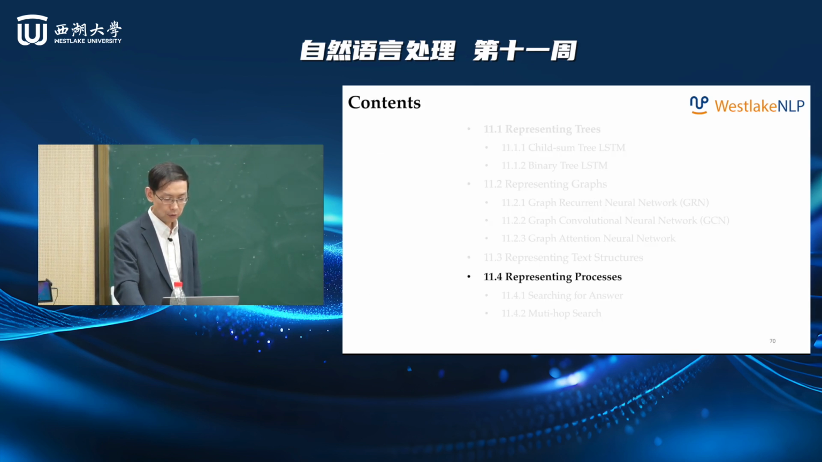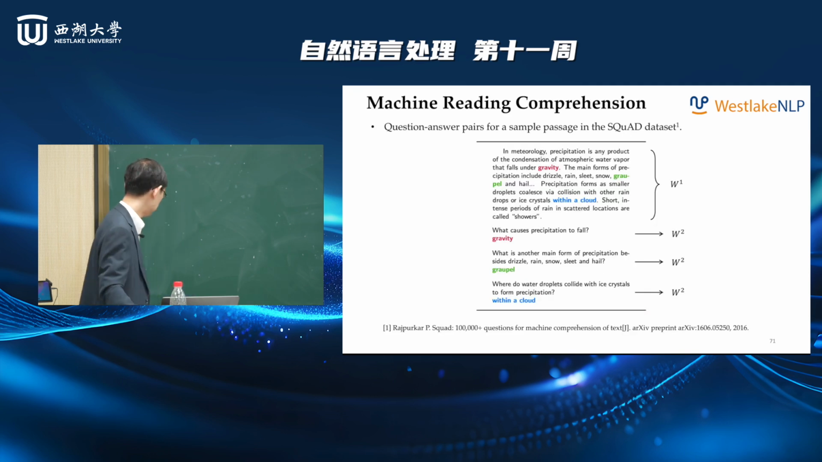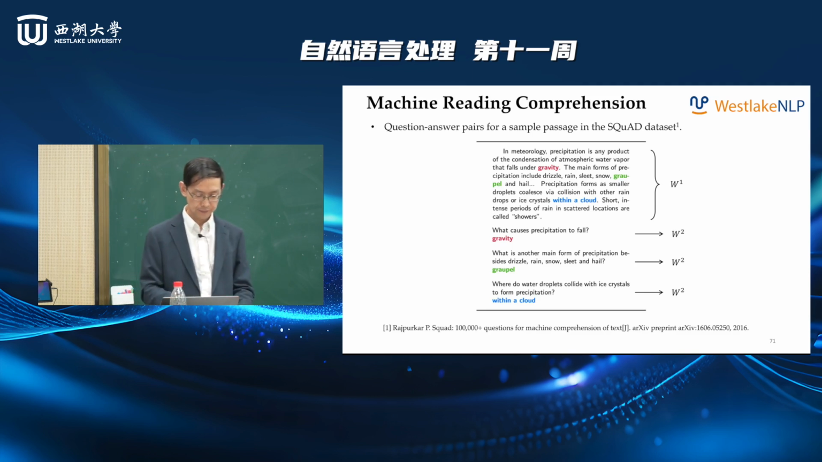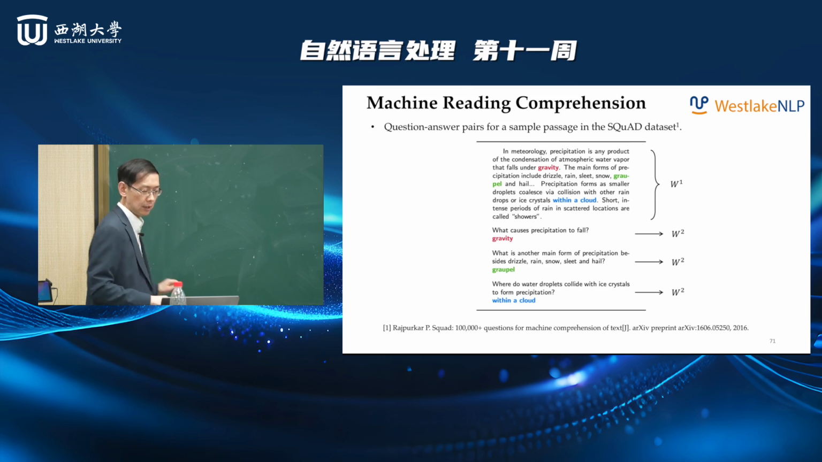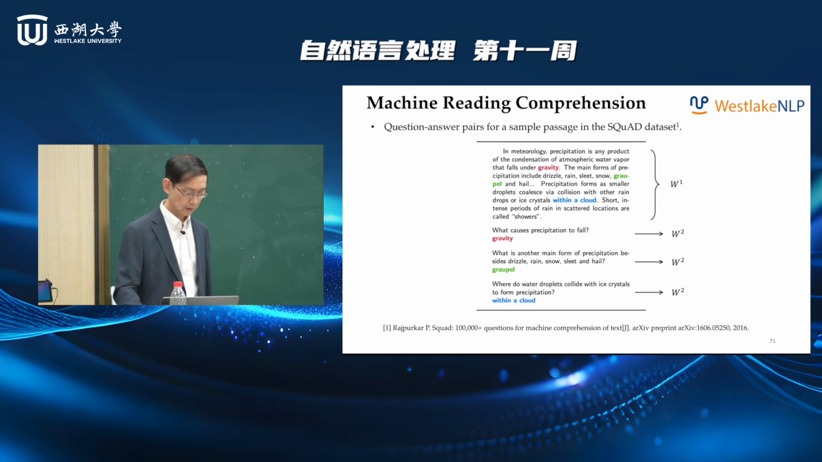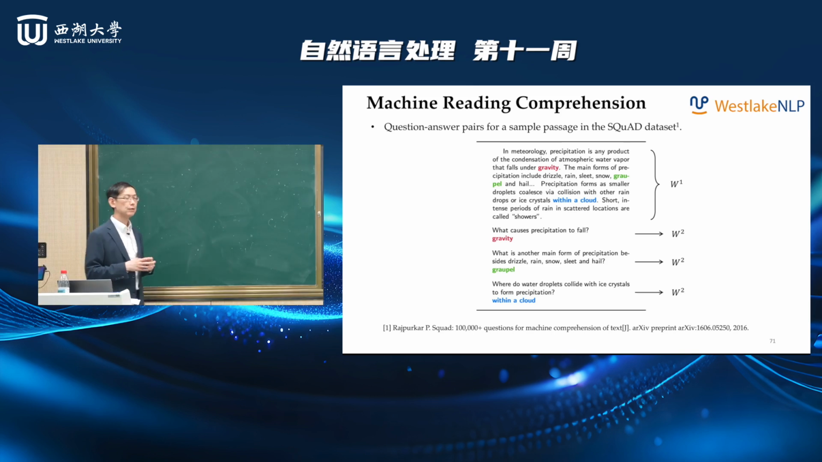Now, let's move on to the next section, which is the representation for reading comprehension. That's another text structure. I showed you this task in the beginning. The input is a passage and a question, and the output is the answer to the question in the passage.